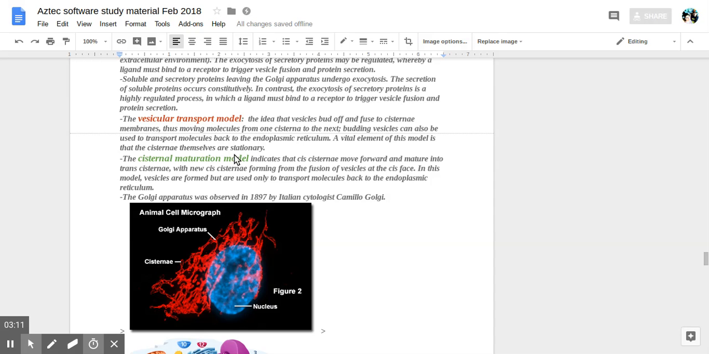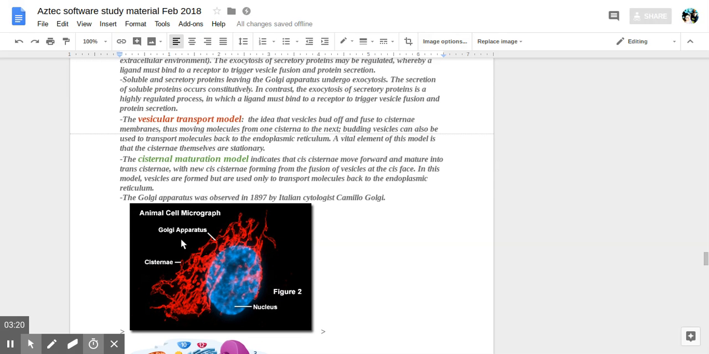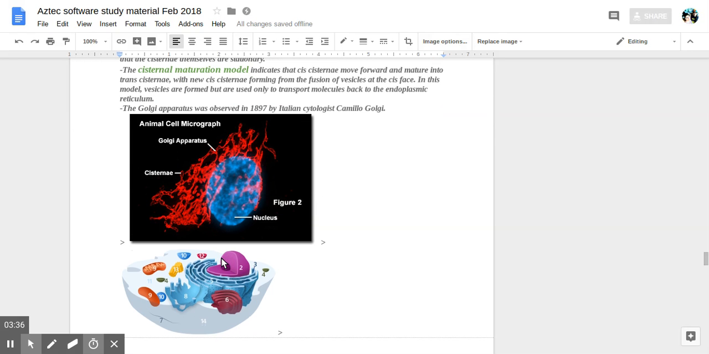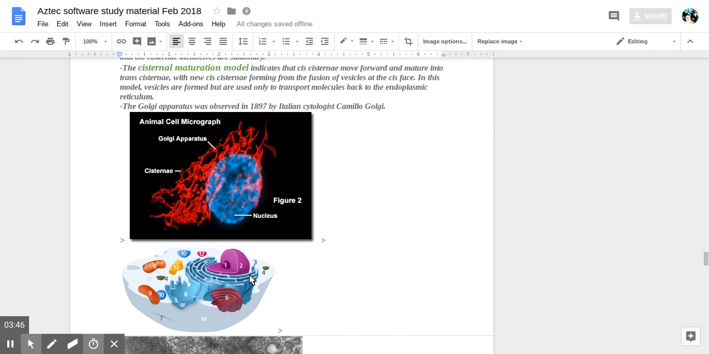The Golgi apparatus was observed in 1897 by Italian cytologist Camillo Golgi. Here's a micrograph showing an animal cell, the cisternae of Golgi apparatus, nucleus. So outside the nucleus, you have the ER, endoplasmic reticulum, as we saw earlier. Also here, and this goes outward from the rough endoplasmic reticulum to the smooth endoplasmic reticulum.